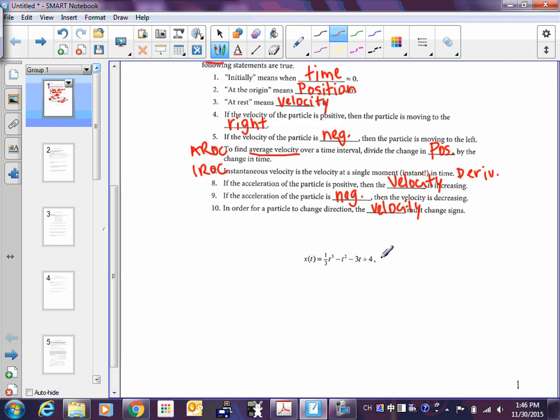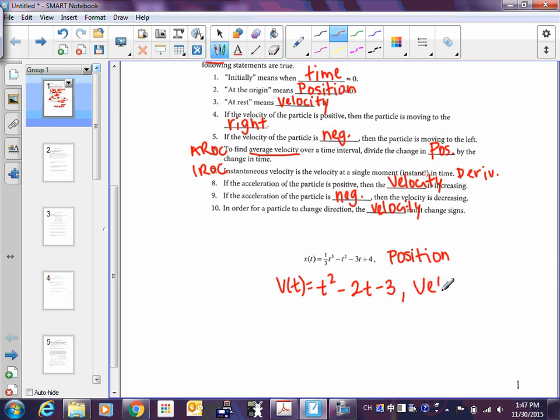Okay, so here we have an example, and this would be position. I know it's position because it's x of t. Okay, so if I wanted to do velocity, and I'm not saying average or instantaneous, I'm just saying velocity, what's implied here is instantaneous. So we're going to take the derivative. Don't get caught up on these fractions. They're generally designed to make your life easier.